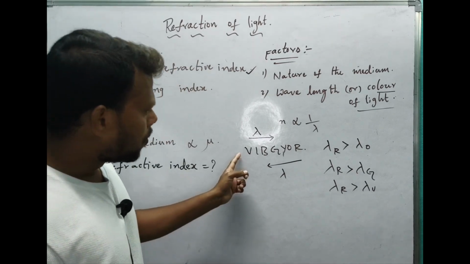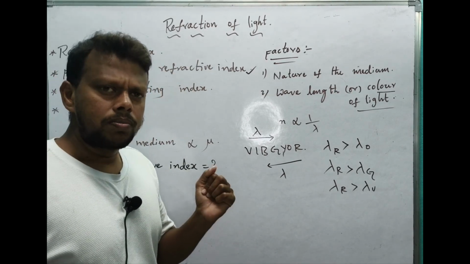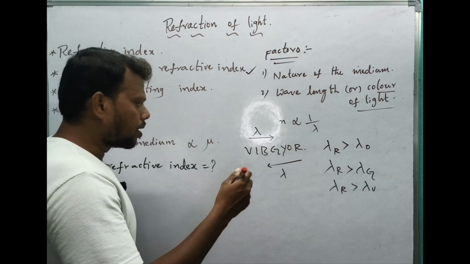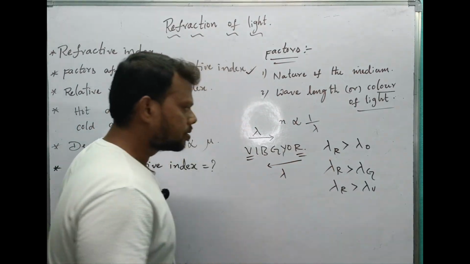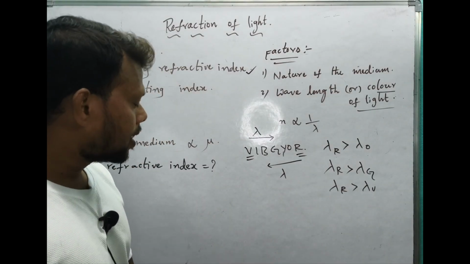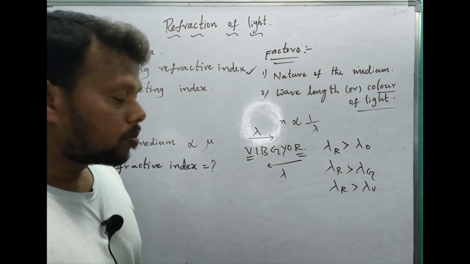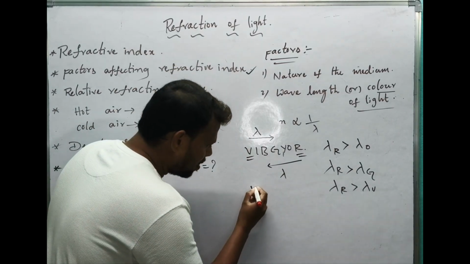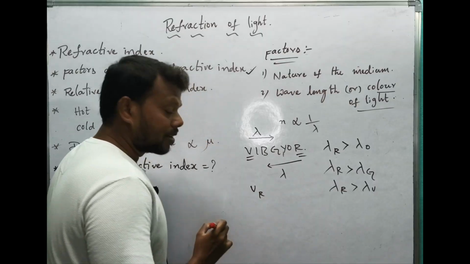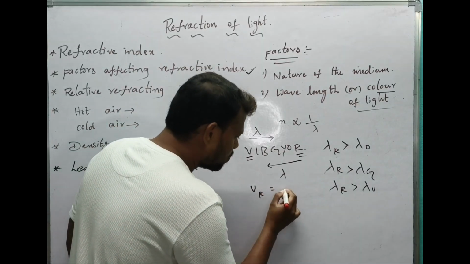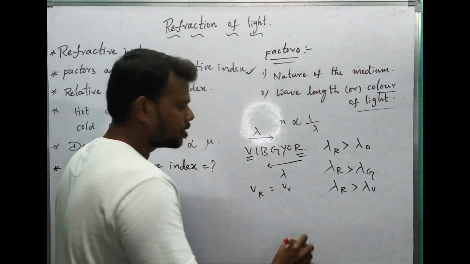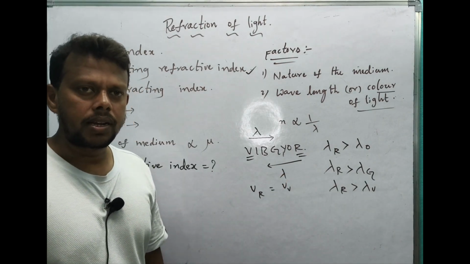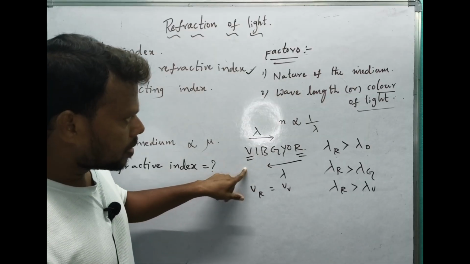I repeat, when light is traveling in vacuum, which color has the maximum speed? For example, if I take violet and red, when traveling in vacuum, which color has the maximum speed? The speed of red light is equal to the speed of violet light. In vacuum, all colors travel with equal speed.